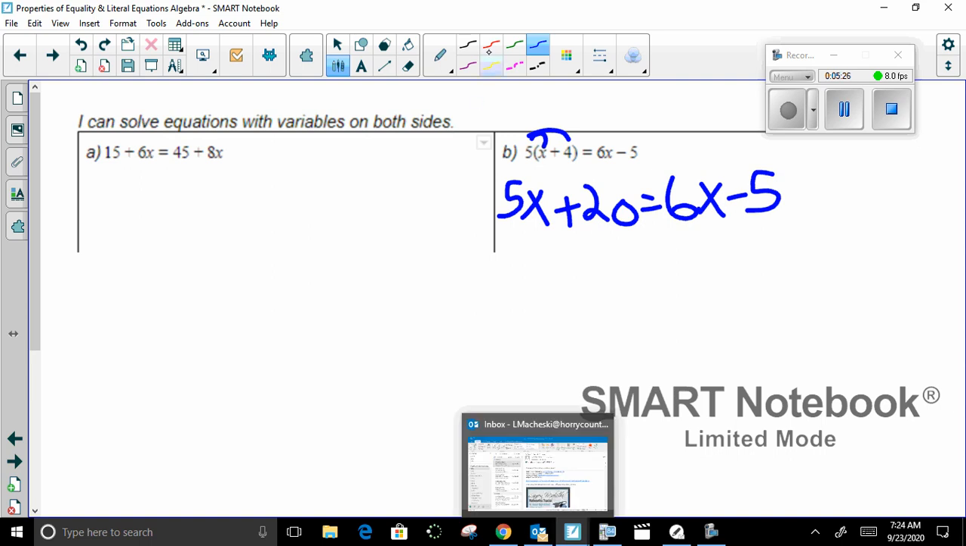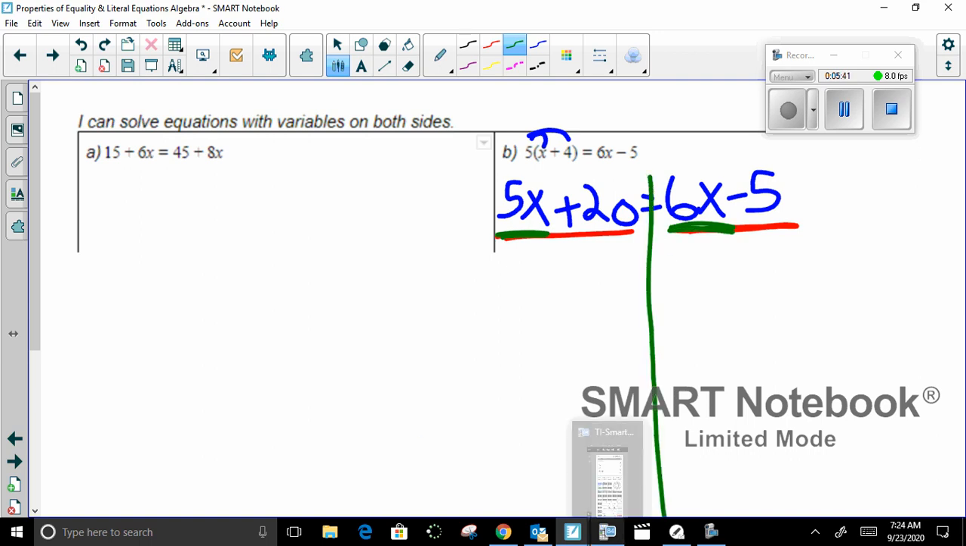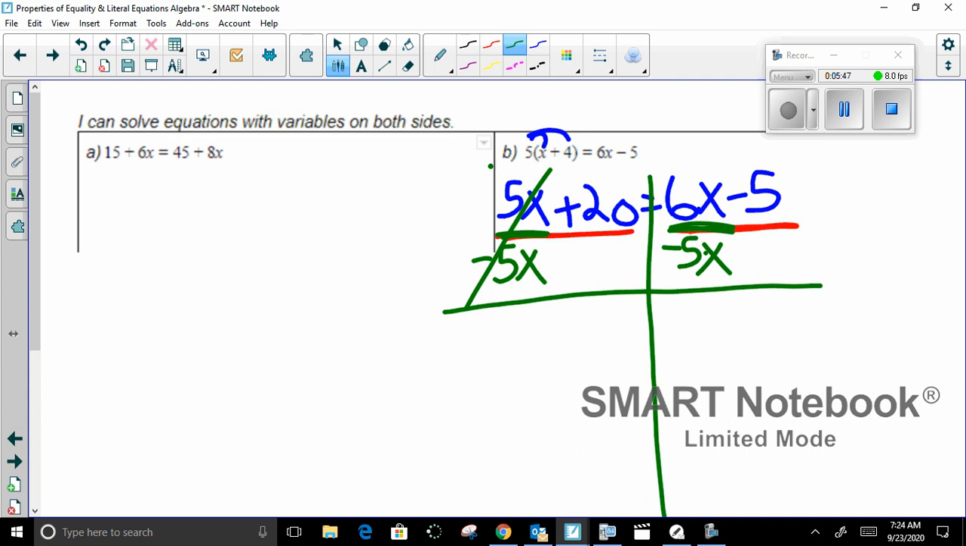Do I have like terms on the left side? No, so leave it. Do I have like terms on the right side? No, so leave it. Now get your variables to one side because I have a variable on this side and a variable on this side. Usually I bring smaller to larger, so which one's smaller? The positive 5x is smaller, so subtract it. Opposite of positive is negative. That's how you bring it to the other side.